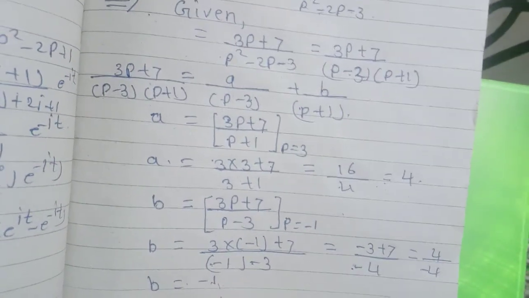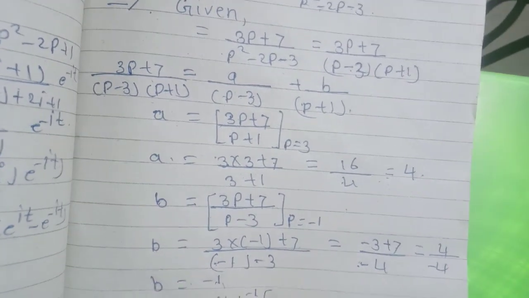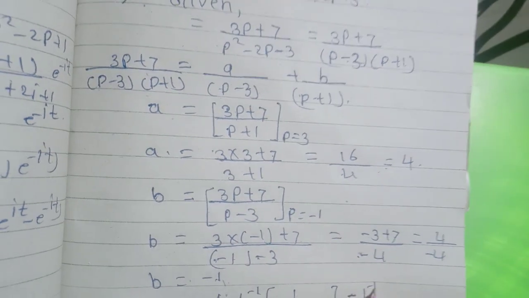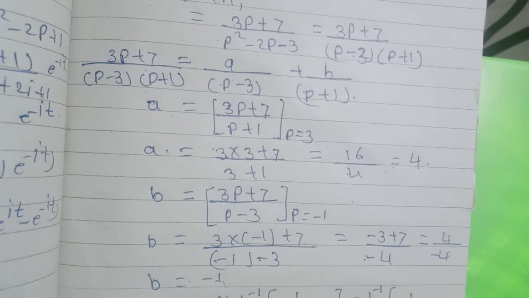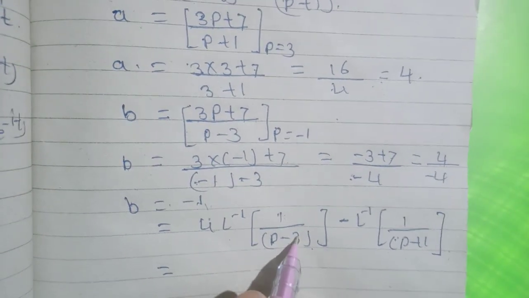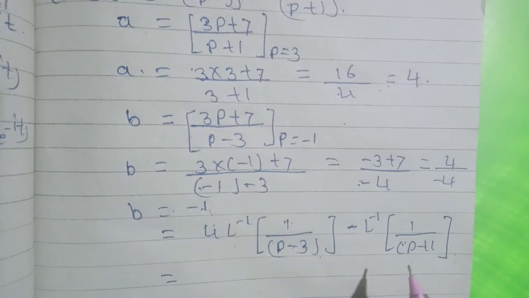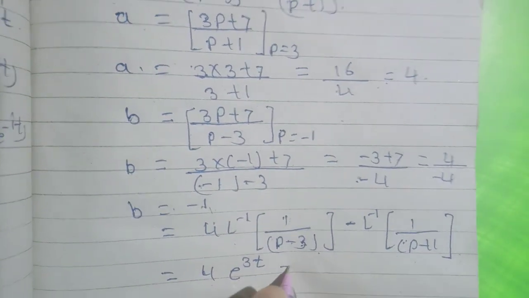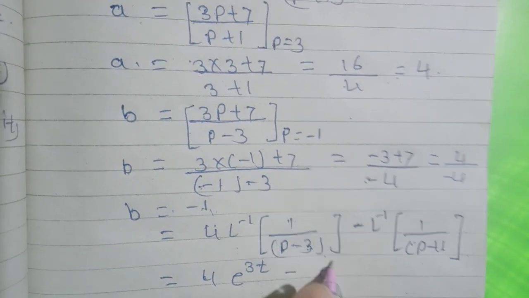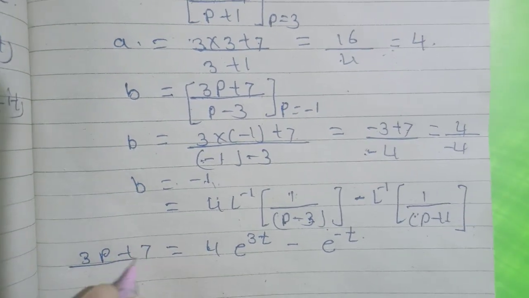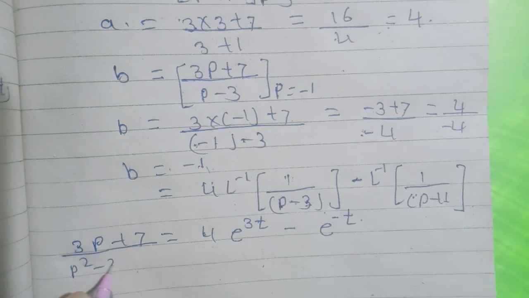So our final equation is a is 4 Laplace inverse of 1 divided by p minus 3, and here minus 1 minus Laplace inverse of 1 divided by p plus 1। so Laplace inverse of 1 divided by p minus a, this is equal to e raised to at। so 4 e raised to 3t minus e raised to minus t। this is the answer of Laplace inverse of 3p plus 7 divided by p square minus 2p minus 3.